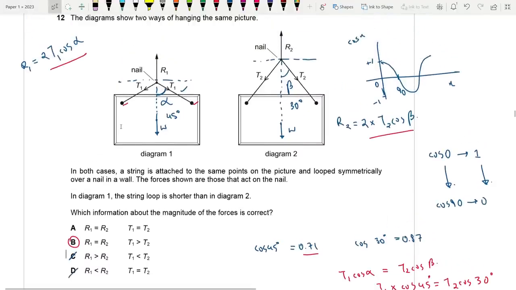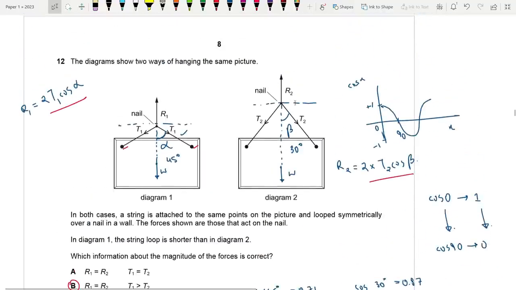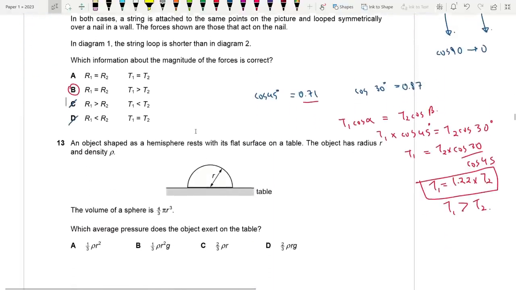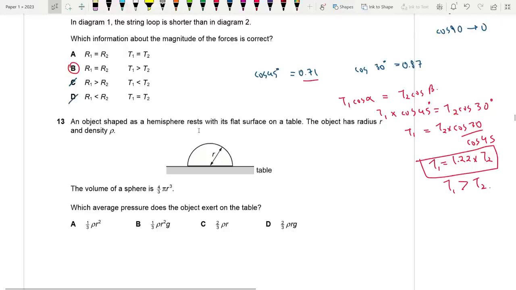The vertical upward force cannot change because it is ultimately balancing the weight of the painting, but T1 and T2 can change because you're changing the angle. In fact, when you use a smaller angle, there is less tension in the string. That's the essential logic. So there's less chance of it getting cut down or tearing apart. All right. And since it's hanging, it's in equilibrium. Moving on to question number 13.